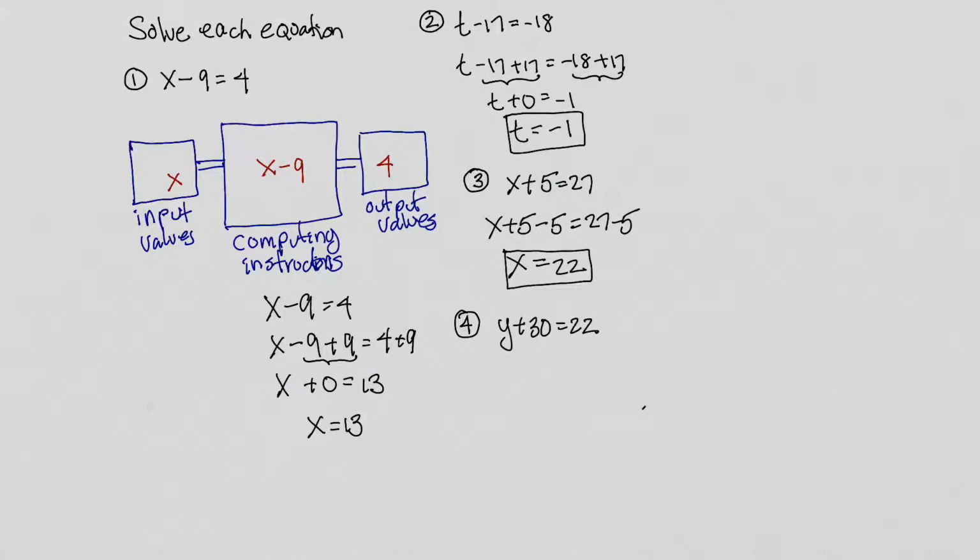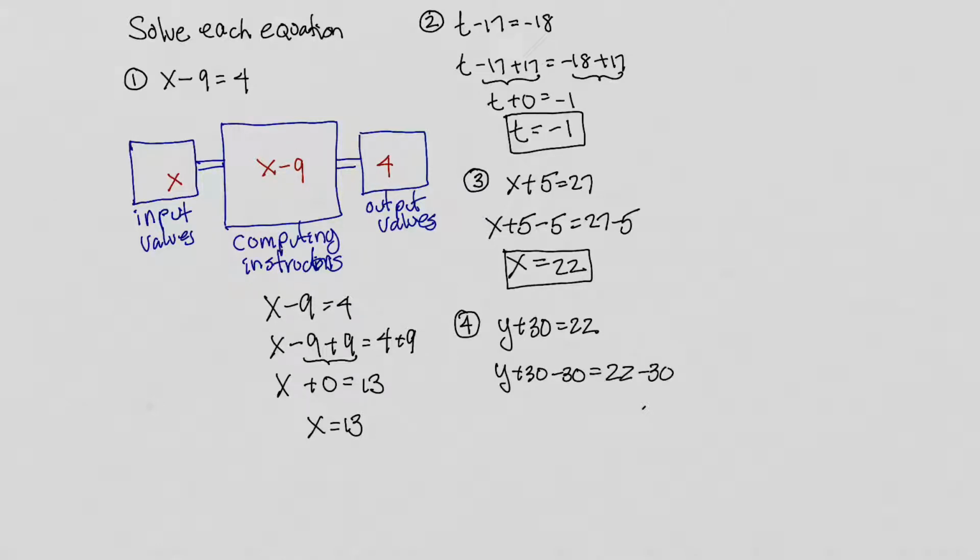Here in problem number 4, we're going to take some number, we're calling it y, we're going to add 30 to that number, and we're going to get 22. So we're taking a number and we're adding 30 to it. So let's undo that addition with a subtraction.